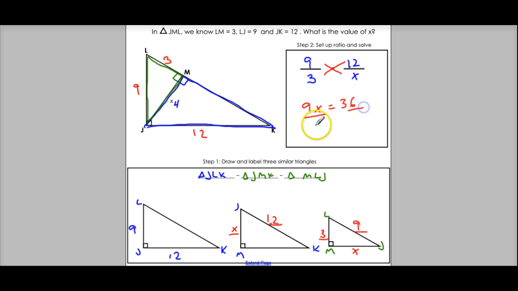Doesn't this look a little bit familiar? Divide by 9, x equals 4. So look at that. It doesn't matter which ones you set up as long as you set up the right ones together. Remember, they have to be in the same place. I can't say 9 and 12 because those aren't in the same places, right? I have to say 9 is to 3 as 12 is to x. They have to be in the same place.